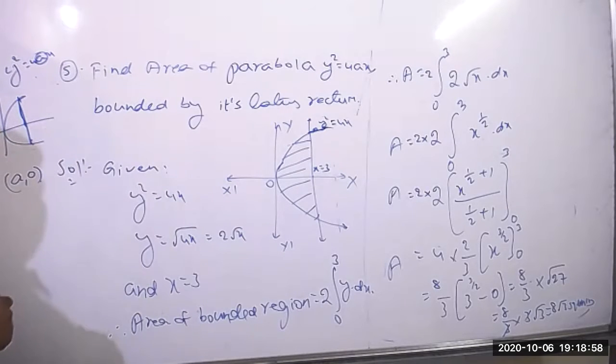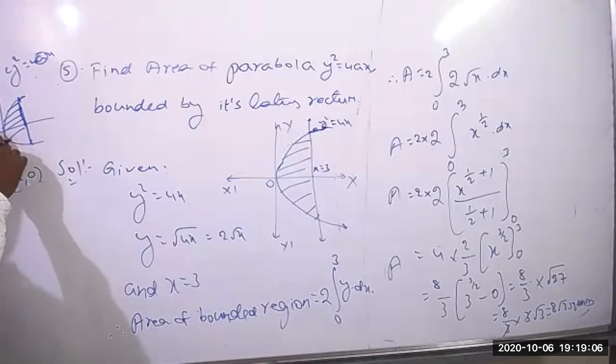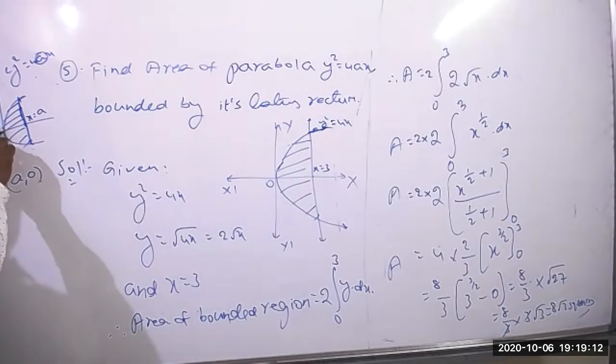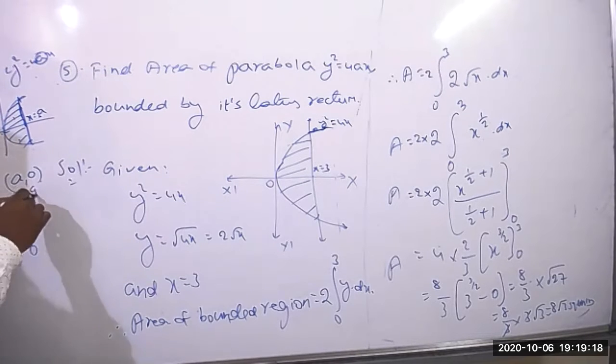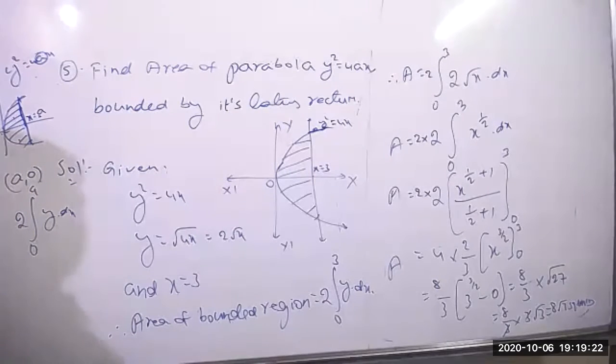So what they are asking here: find the area of the parabola y square equal to 4ax bounded by its latus rectum. That means this area we have to find. And this point is x equal to a. Now what are the limits we have? 0 to a we have to take. Two parts are there, the same thing, so directly we can take 2 into integration of 0 to a y into dx. Then I can find it.